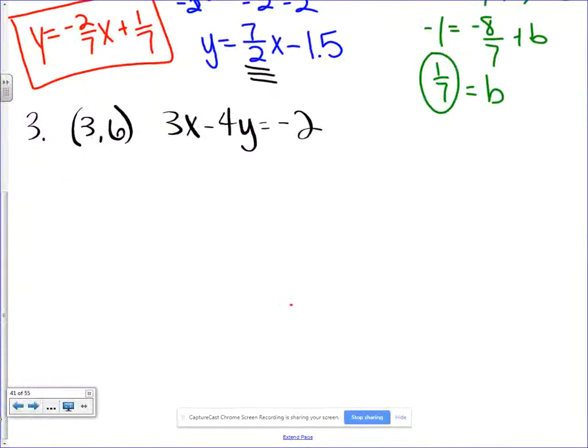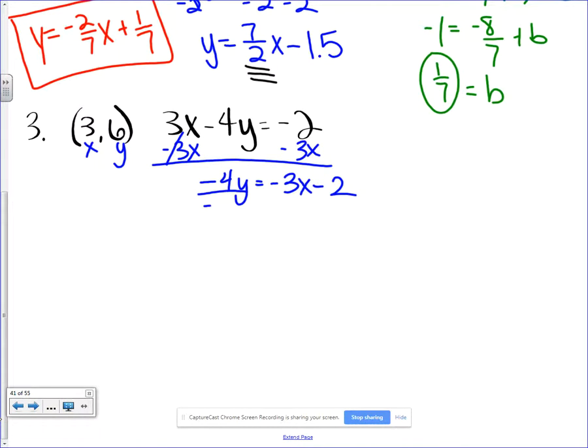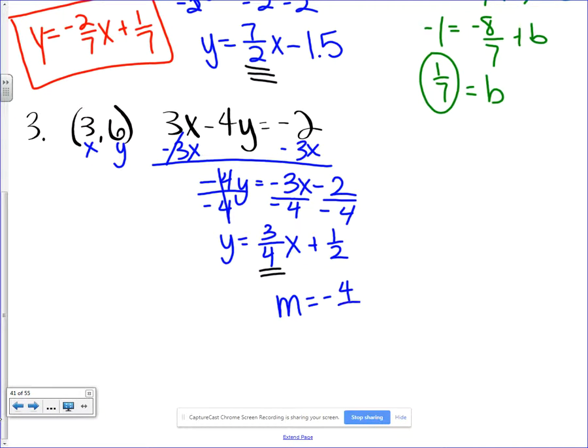All right, last one for us here. I've got an x and I've got a y. I need to find a slope, so I need to isolate the y so it's in slope-intercept form. So I have y equals, this will turn into a positive 3/4 x, and this will turn into a positive 1/2. Now remember, this is the slope of my line, but I want to be perpendicular to this. So my perpendicular slope will be -4/3. And that's what I'll use to plug into y equals mx plus b form.